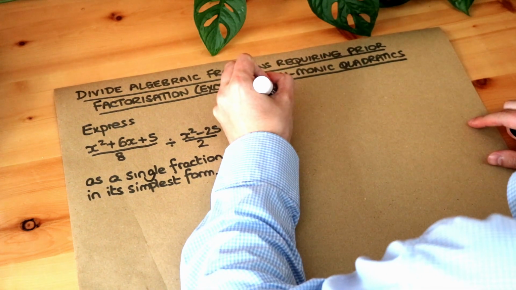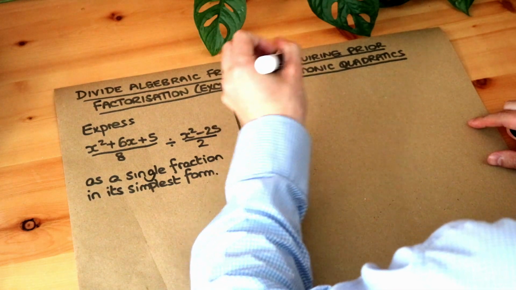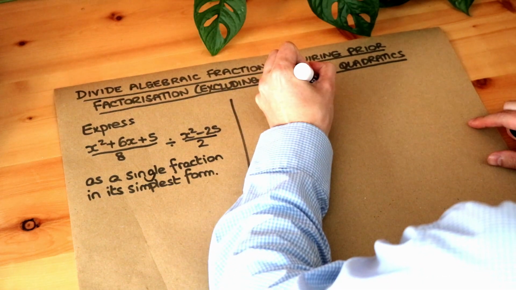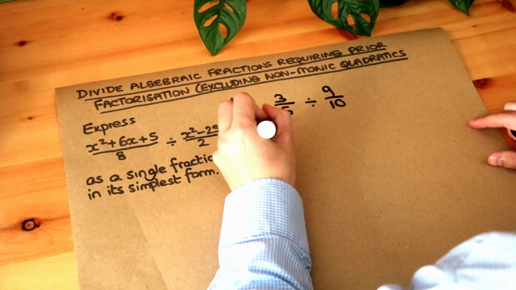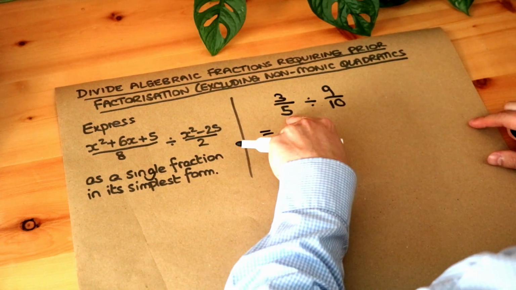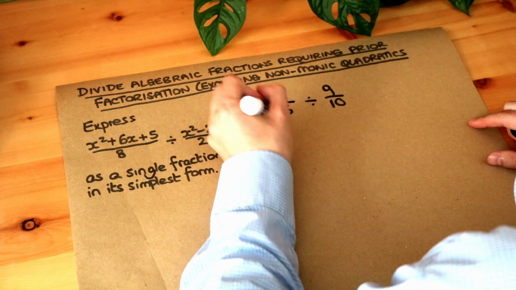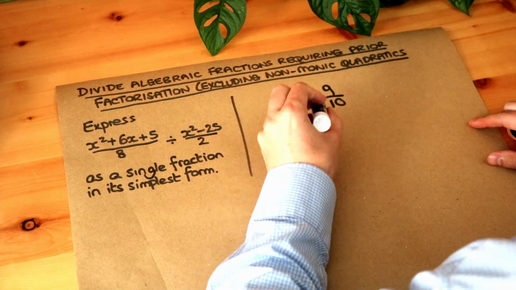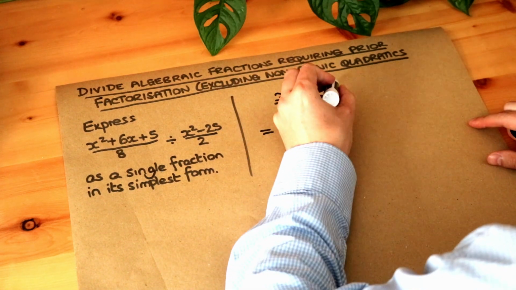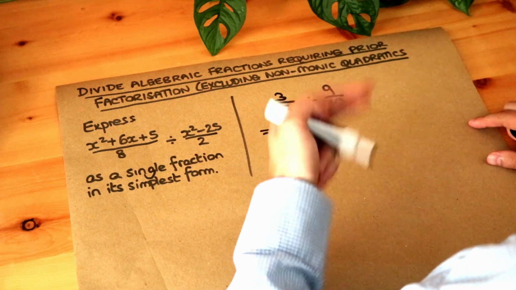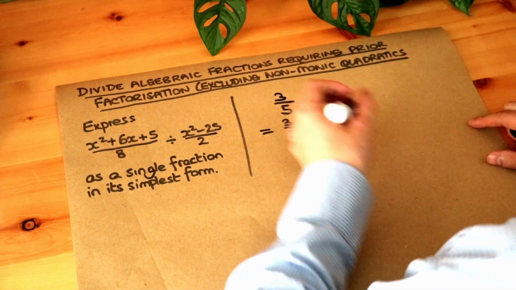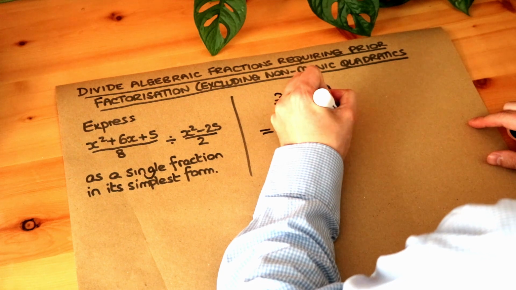If, for example, we had 3 over 5 divided by 9 over 10, what do we do? Well, you might remember keep, change, flip. So you keep the 3/5 as it is, you change the divide into a times, and you flip, or the mathematical term is reciprocate, this second fraction here, so that becomes 10 over 9.